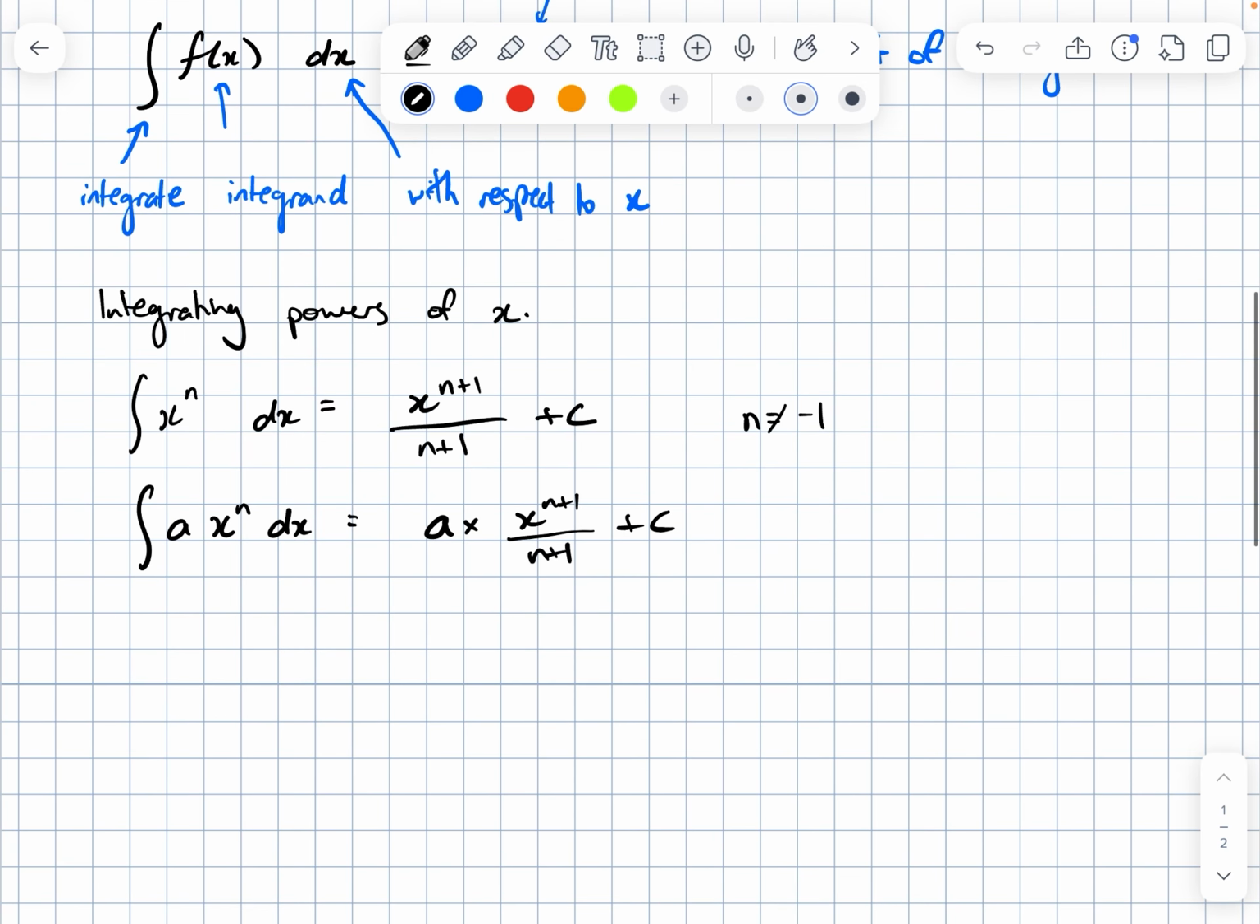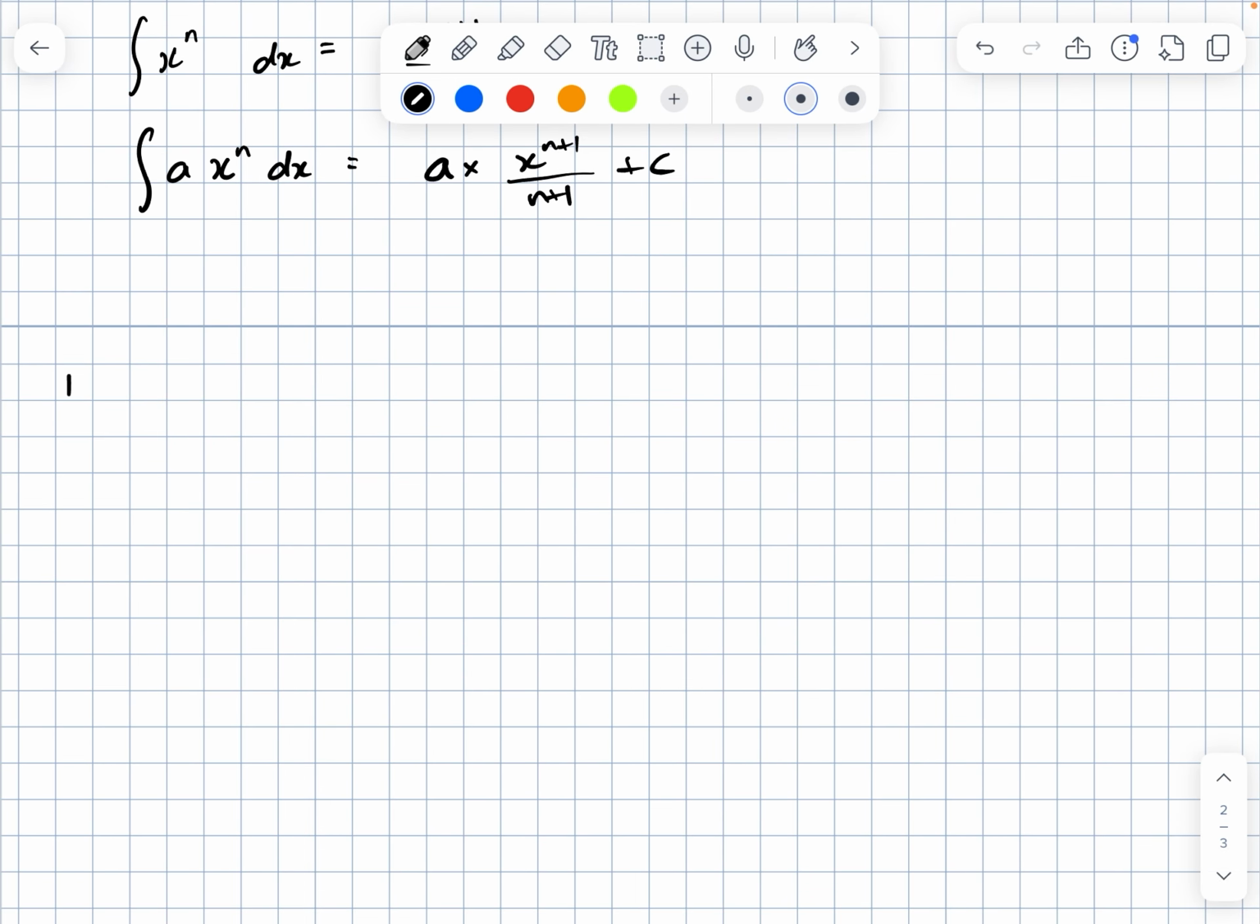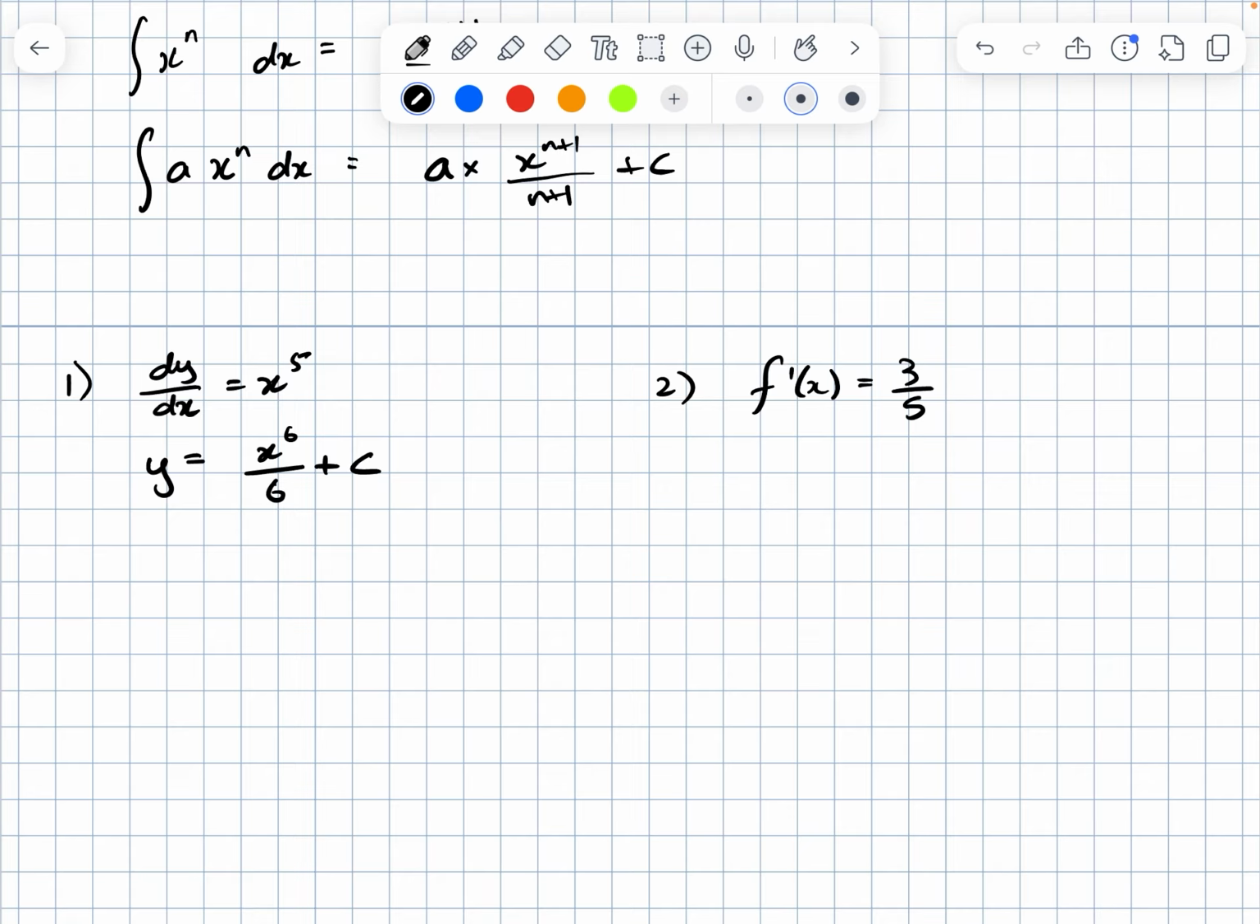I'm going to go through a few examples on the different cases that you can see at level 3 and how it's different to level 2. So number 1, really simple, dy/dx equals x to the power 5. That means that y equals, we raise the power by 1, we get x to the power of 6, we divide by the new power, and we add c. Job done.